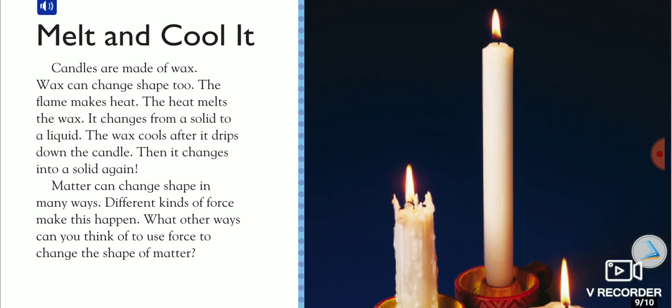Melt and cool it. Candles are made of wax. Wax can change shape too. The flame makes heat. The heat melts the wax. It changes from a solid to a liquid. The wax cools after it drips down the candle. Then it turns into a solid again.